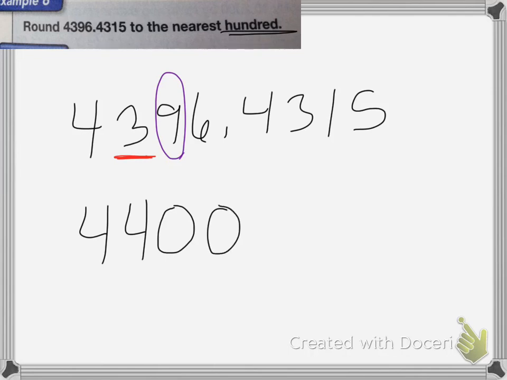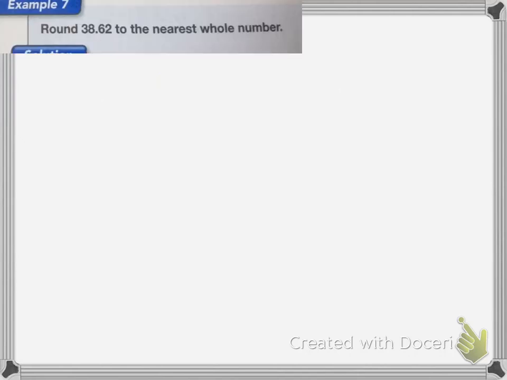4,400. And everything else is going to become a 0, even after the decimal point. So these all become zeros as well. Now everything to the right of my decimal point, if it is 0, I can erase it. So my answer is just going to be 4,400.